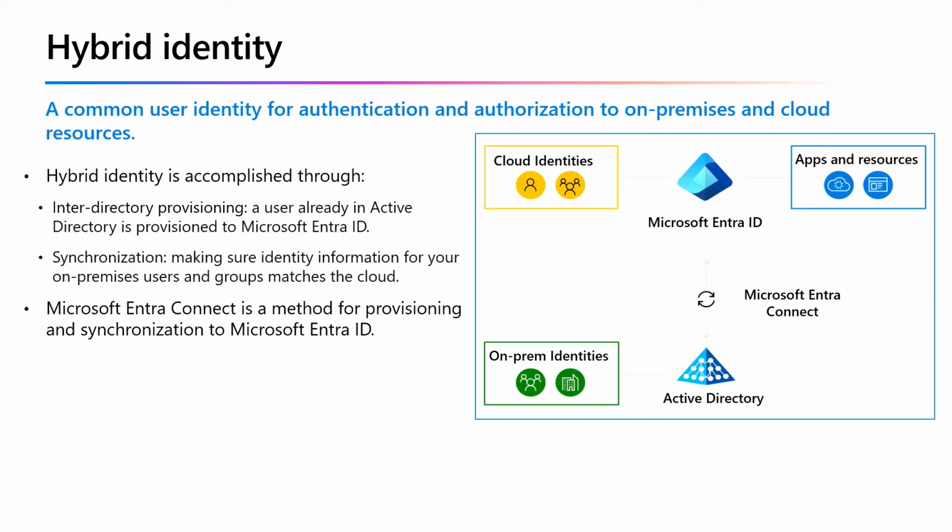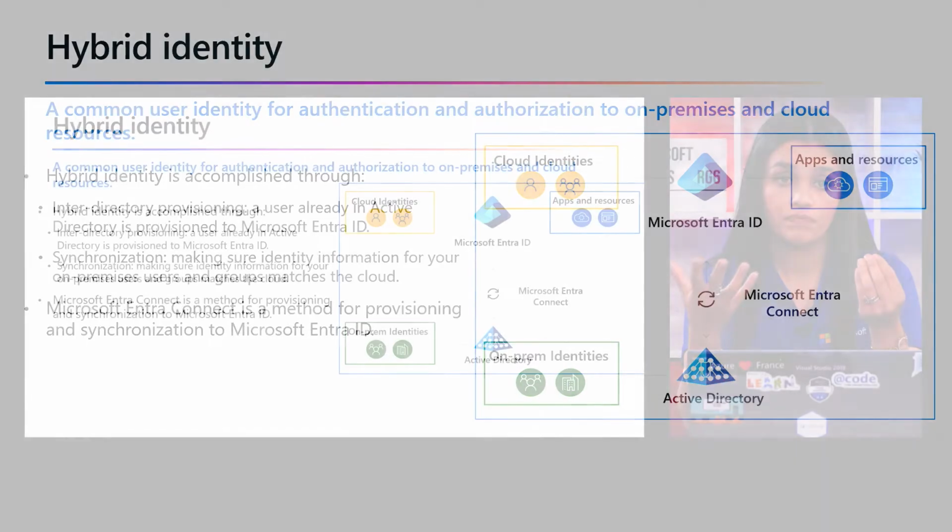Many organizations are a mixture of both cloud and on-prem applications. So Microsoft's identity solutions span on-prem and cloud-based capabilities. This solution creates a common user identity for authentication and authorization to all resources regardless of location. We call this hybrid identity. Hybrid identity is accomplished through provisioning and synchronization.